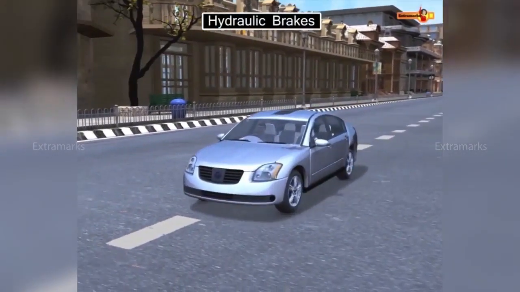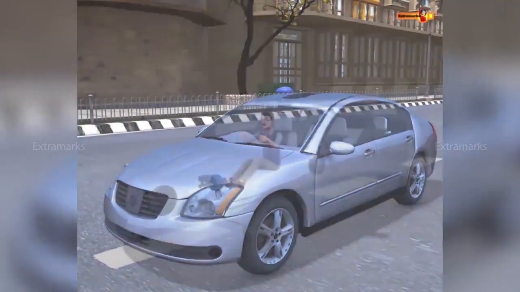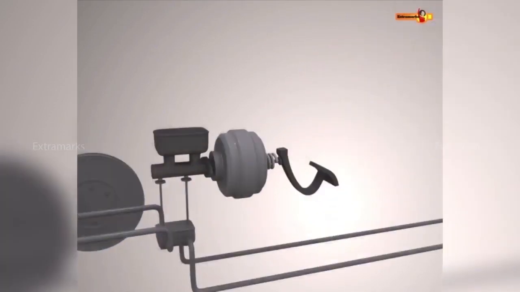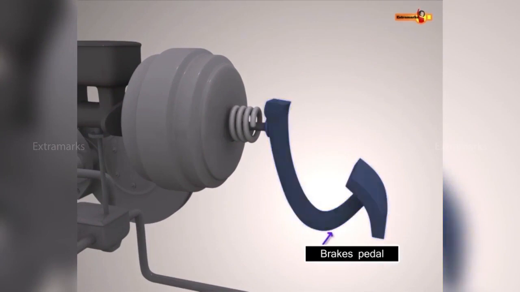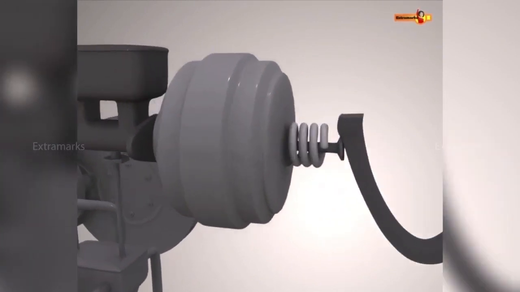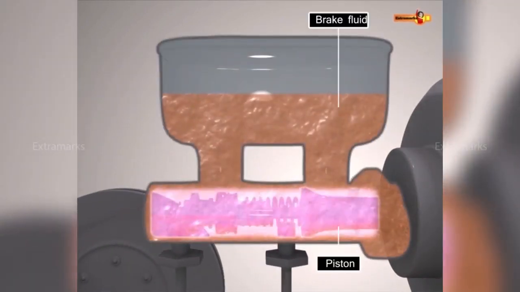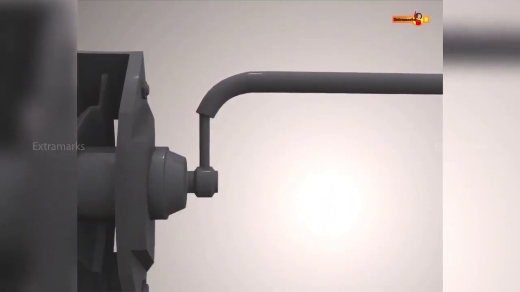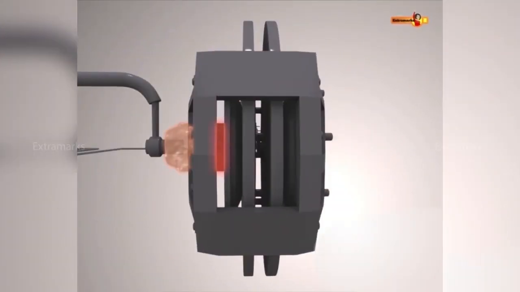Let us now see how a hydraulic brake system works. The master cylinder of the system is connected to the wheels of the vehicle. When we apply a small force on the brake pedal, the piston of the master cylinder moves inward and creates a pressure in the fluid. This pressure gets transmitted throughout the liquid. This produces a large force on the brake shoes.